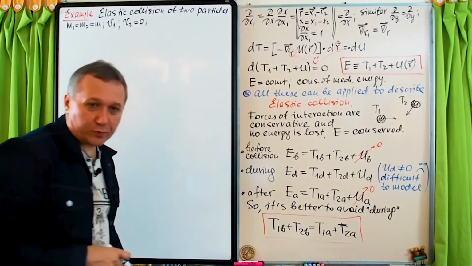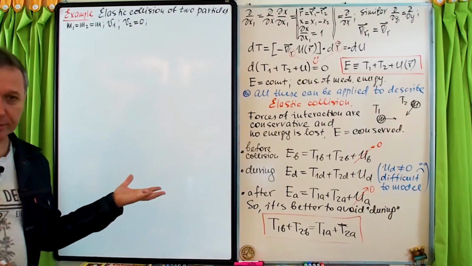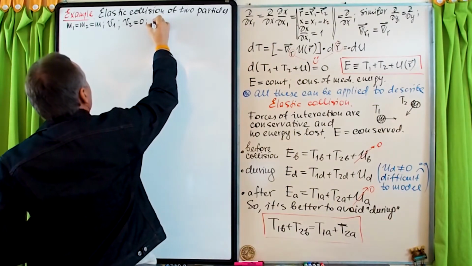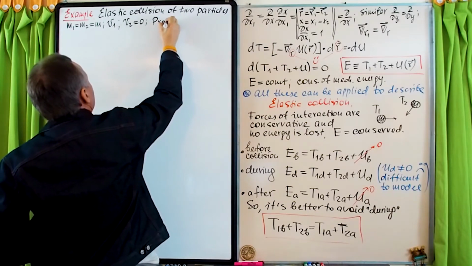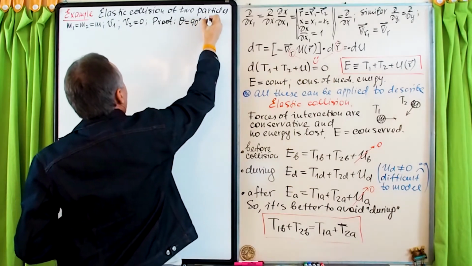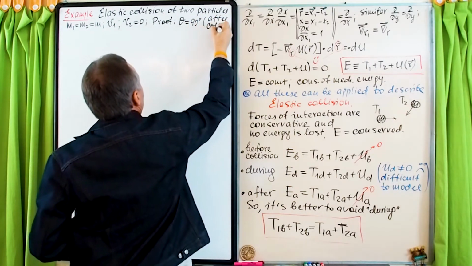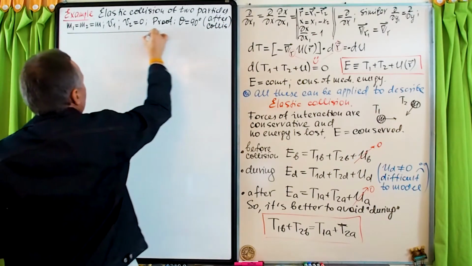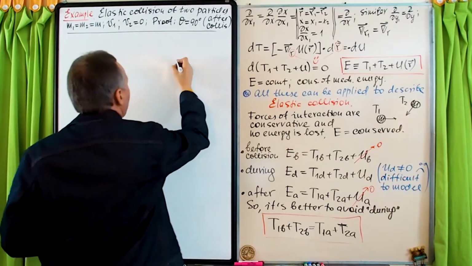So we need to prove that the angle after the collision will be 90 degrees. So we need to prove theta is 90 degrees, after the collision. Let me separate it, and let me just quickly sketch the situation.